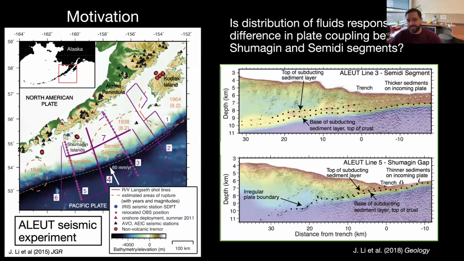So the active source seismic results showed something really interesting. They show that the structure at the plate interface of the Shumagin gap indicates that you don't have a lot of fluids trapped at the plate interface. Whereas for the Semidi segment, where there has been earthquakes and an increase in plate coupling, you do have this fluid-rich subducting layer of sediments. So this kind of flips our hypotheses on their head. And what this led the authors to suggest is that it's an irregular plate boundary rather than fluid. So a rough seafloor subducting rather than fluids that's possibly responsible for the low plate coupling in the Shumagin gap.